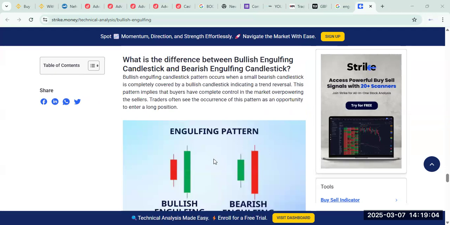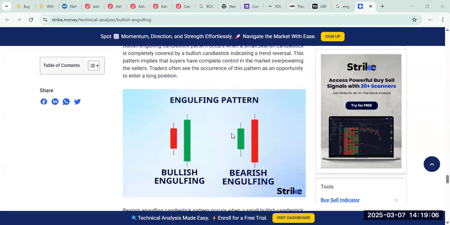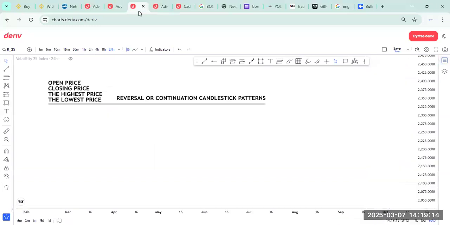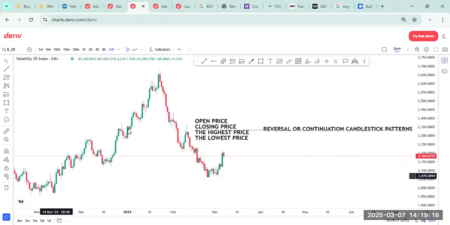And so we've looked at bullish and bearish engulfing candles. The next is to go to the chart to see if you can identify some. So you have to make it a point to open your chart.